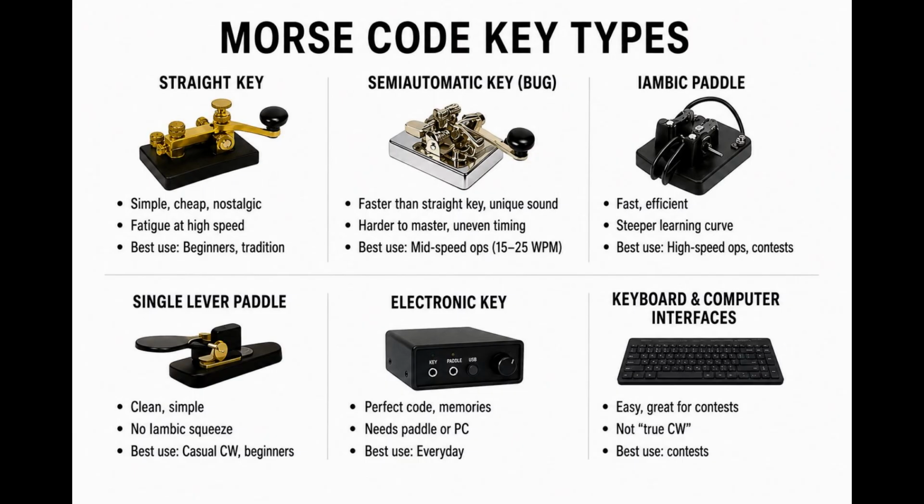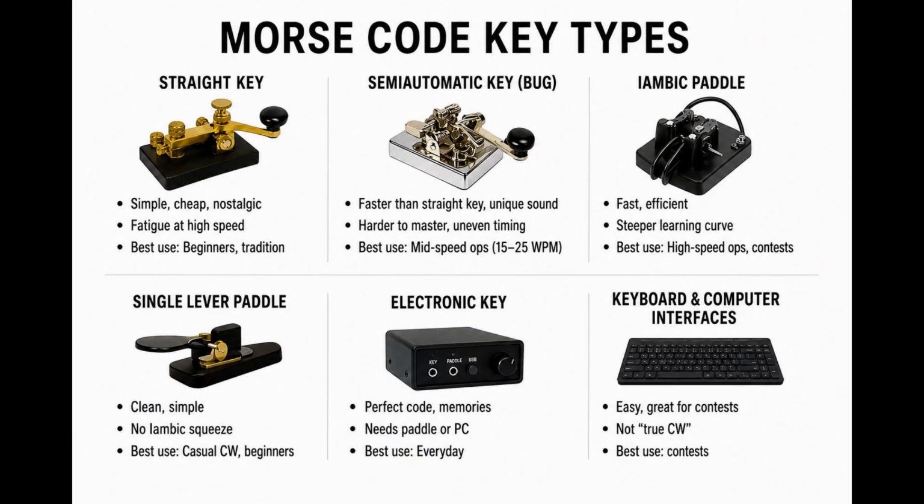The iambic paddle, or dual lever paddle, uses two contacts. One side makes dots, the other makes dashes. It must be connected to an electronic keyer circuit, which generates perfectly timed elements automatically. Squeezing both paddles together alternates dots and dashes automatically, called iambic mode. The operator only controls which side, or both, of the paddles are pressed. Timing is handled by the keyer.